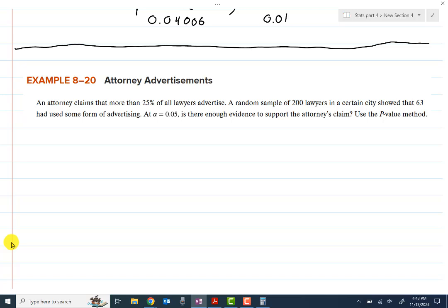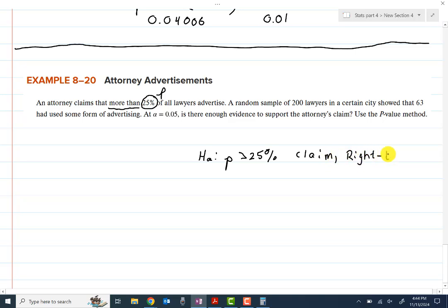An attorney claims that more than 25%. So they've already given us two pieces of information. H A, they've told us that p is greater than 25%. That's the claim. And notice that it is right-tailed. So H naught must be that p is less than or equal to 25%.